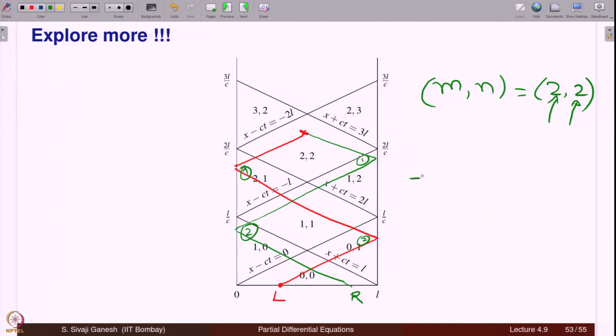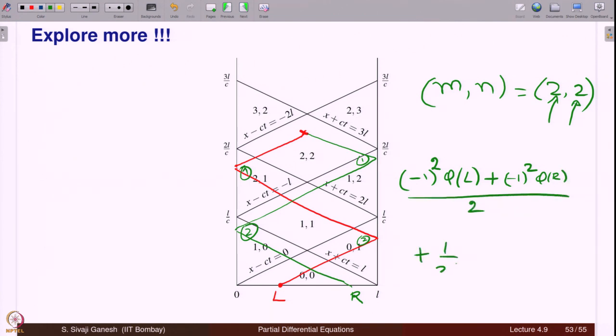What is the formula? Minus 1 power m, in this case it is 2, into phi at this point L, plus minus 1 power again n is 2, phi at R, by 2, plus 1 by 2c integral L to R psi s ds. This formula holds, is a very easy way to determine the solution.